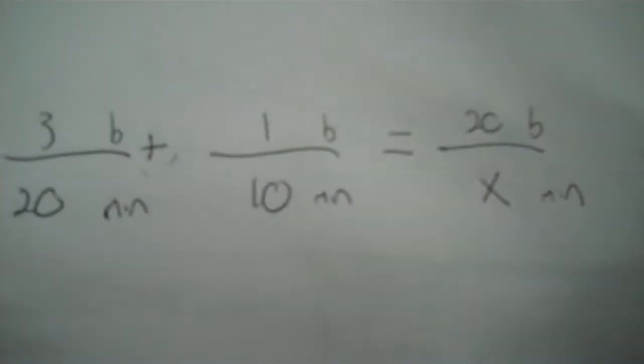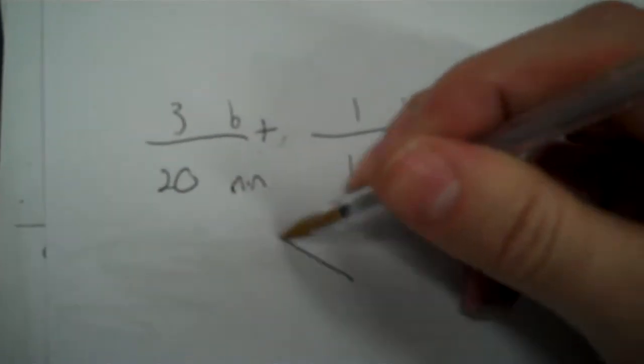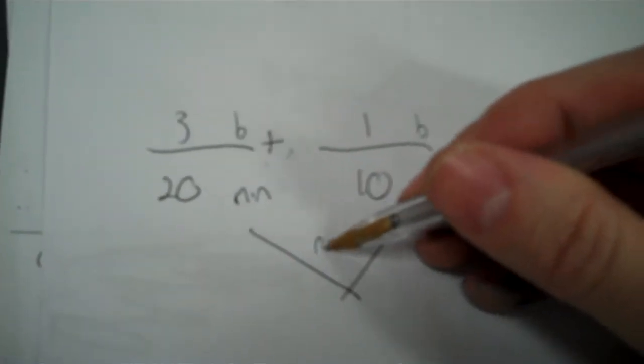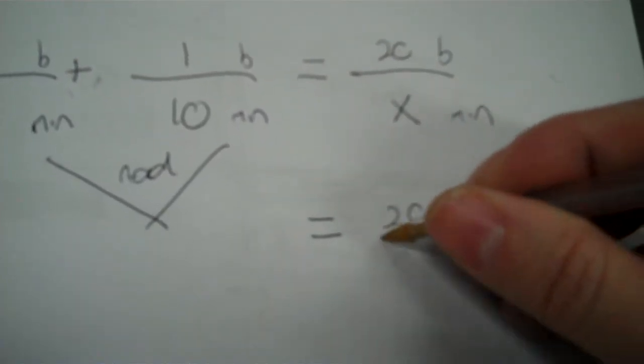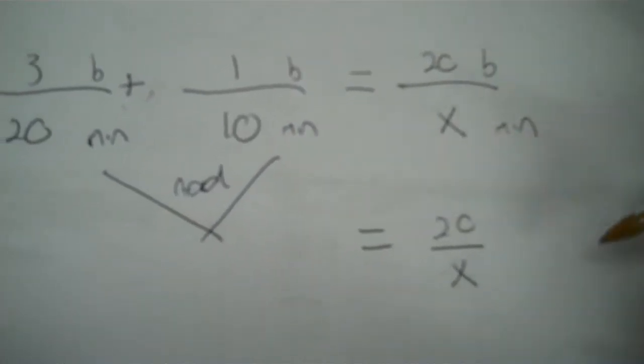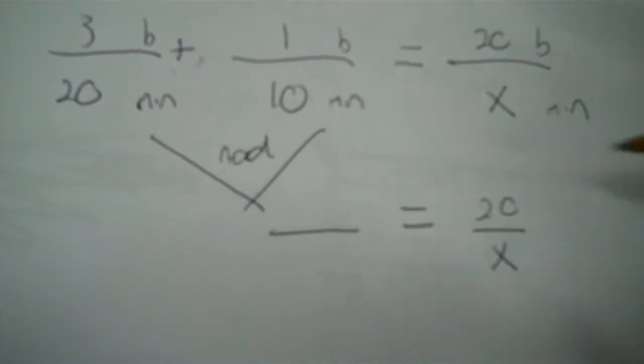Okay, so you got 3 bags, 20 minutes. Then you put 1 bag, 10 minutes, and then you have 20 bags together, X minutes. Now, we have to add those, okay? Over here, line up the equals. Over here, you still got 20 over X. That stays the same. But over here, this is going to change because I'm going to take 3 over 20.